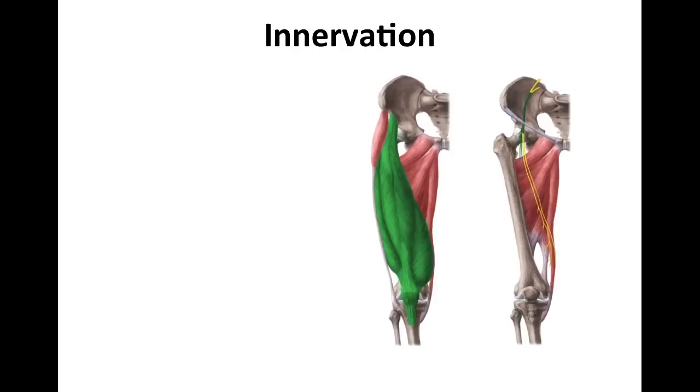It's important to know that these anterior thigh muscles are innervated by the femoral nerve. So all anterior thigh muscles are innervated by the femoral nerve.